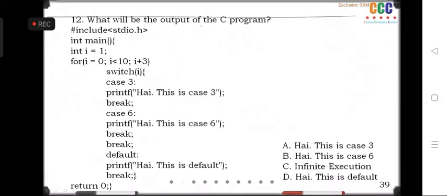For I equals to 0, I less than 10, I plus 3. Within that, I have got switch. In switch, I have got case 3, case 6, and break. What will be the final output?